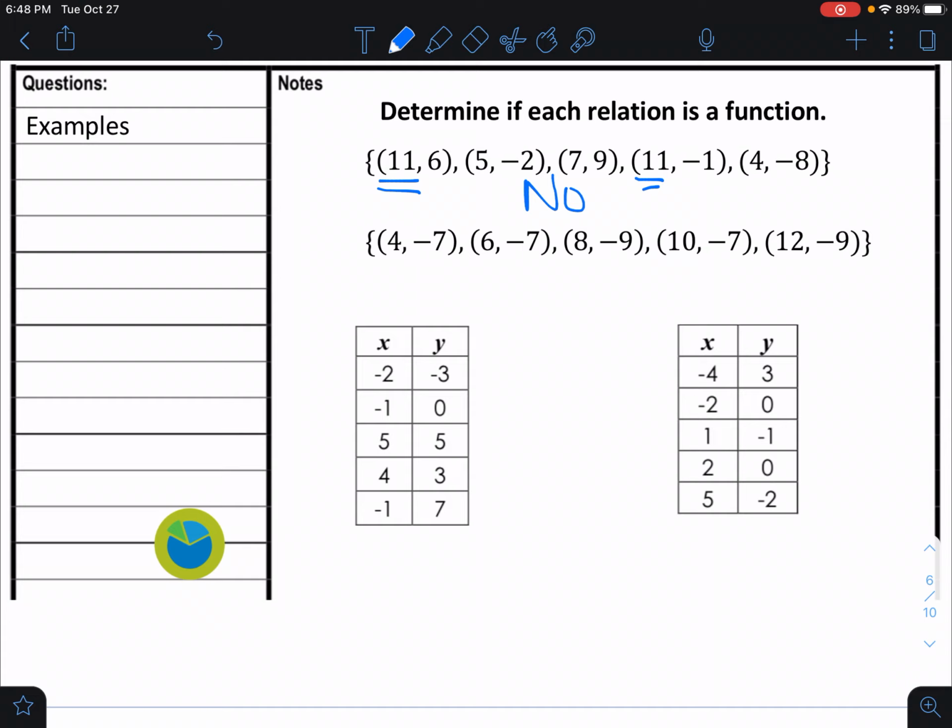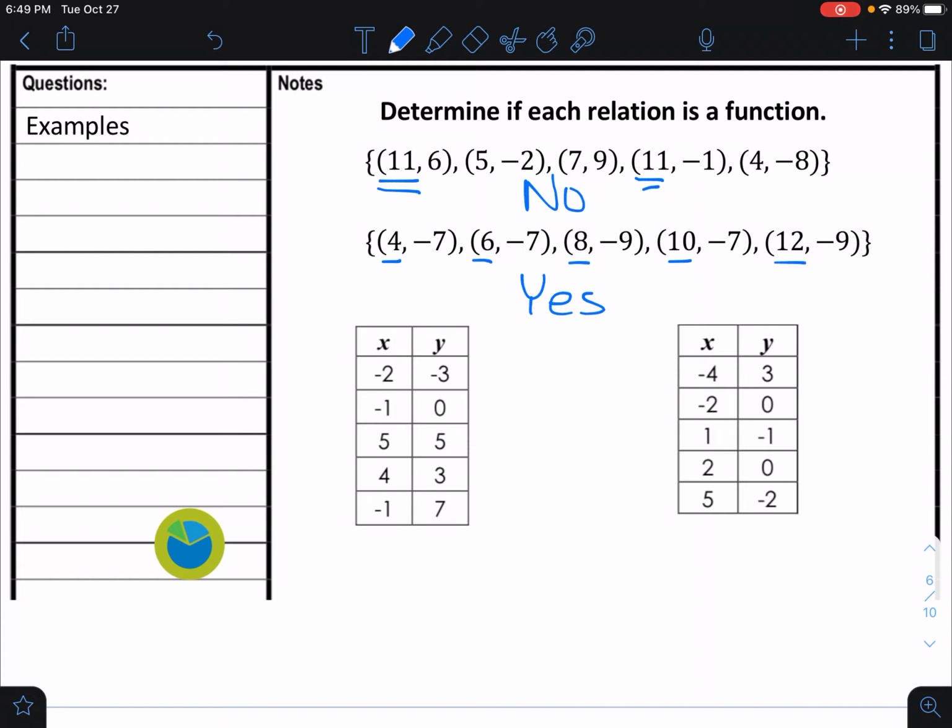The second group there, I've got 4, -7, 6, -7, 8, -9, 10, -7, 12, -9. Now, I want to look at the x's. Do I see any repeats in my x's? No. So this is a function. Now notice in the y's I have repeats. That's okay. It could all be the same number. It could all be -7 and that would still be okay. As long as the x values don't repeat, then we're good. So each x value does have its own y value, going to only one y value. So this is a function.